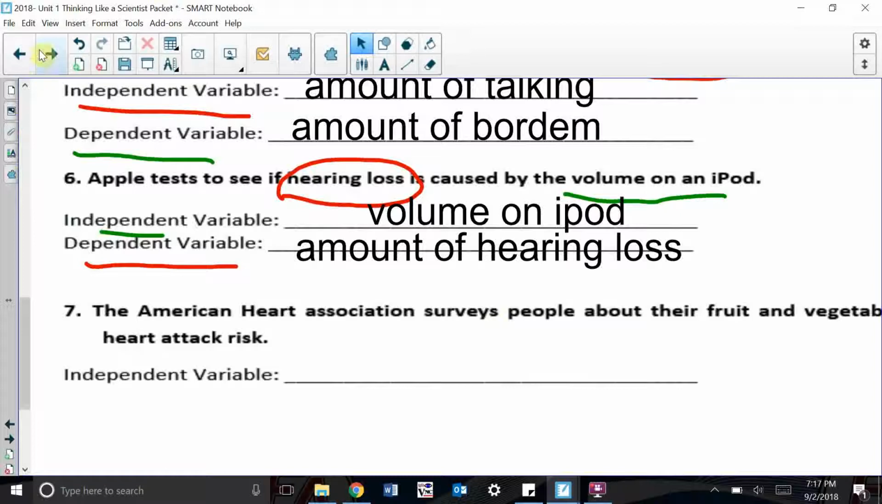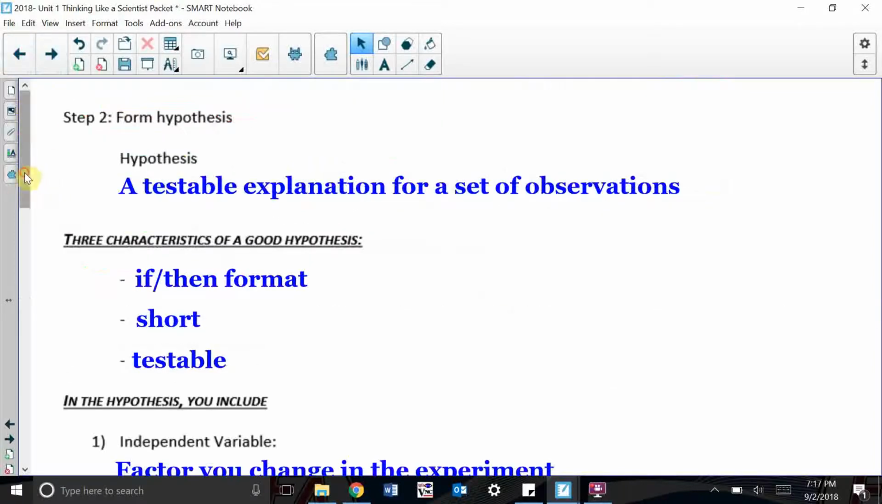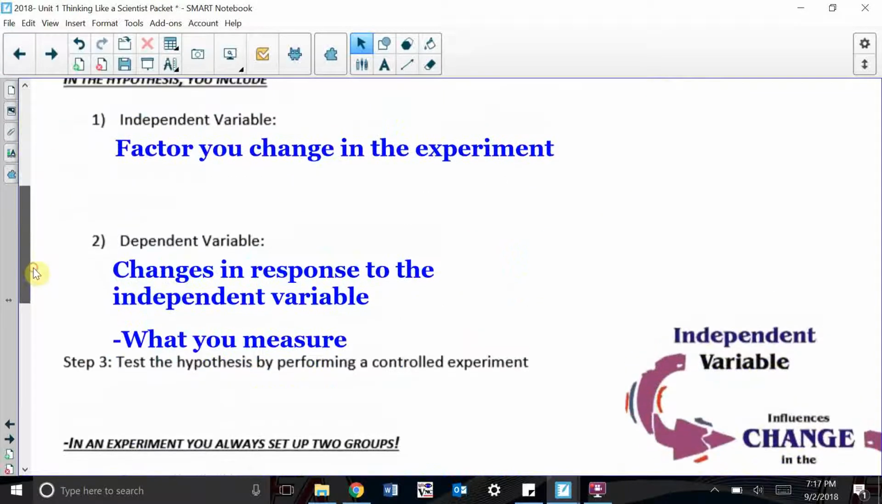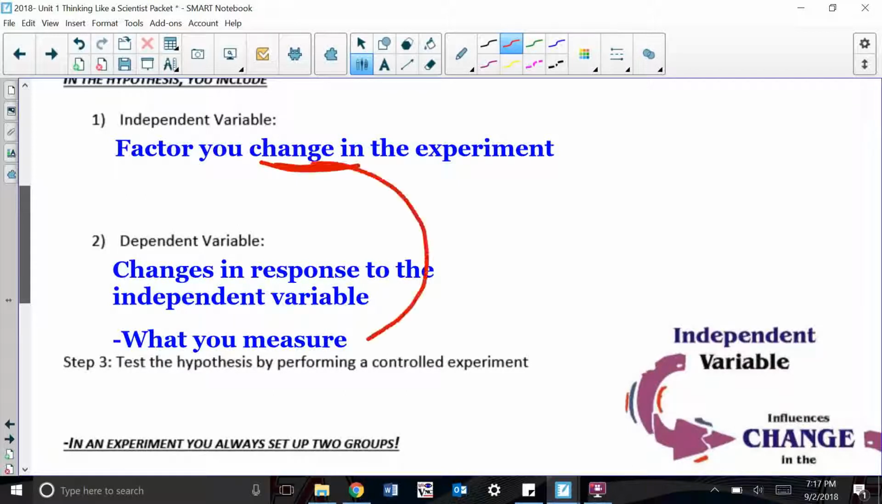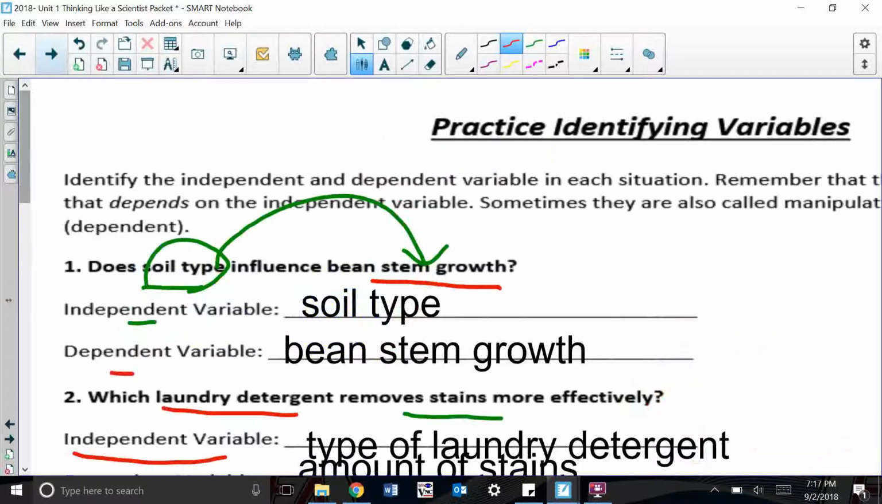Again, let's flash back to our definitions here so we don't lose track of that. Based on this, my independent variable is something that I change. Based off what I change, something known as my dependent variable is going to change in response. So looking at number 6 off our example we just did.